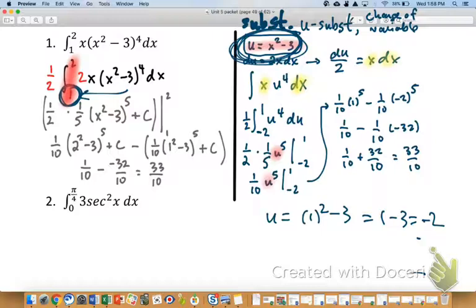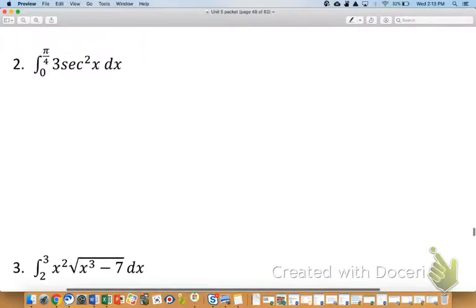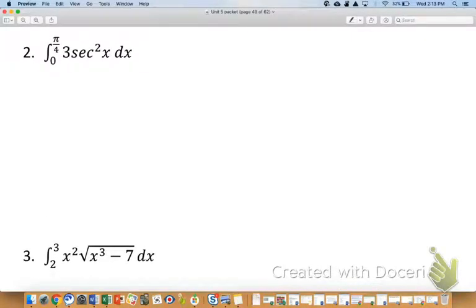Okay. Hey, let's check out number 2 real quick. Interesting. So number 2, let's do this one together. What do your eyes tell you as far as something we could do to make this simpler? Got to get the 3 out. I agree. So that'd be my first step. And you're left with secant squared of x in there.